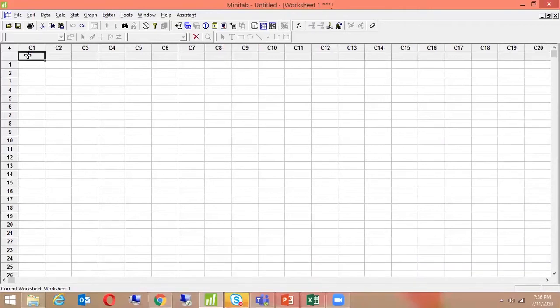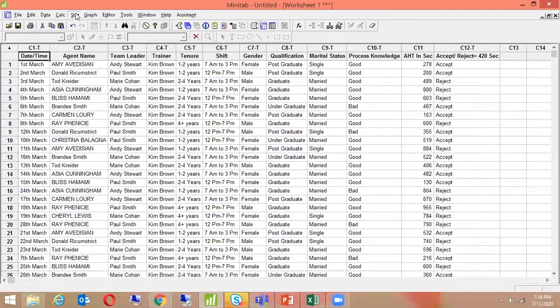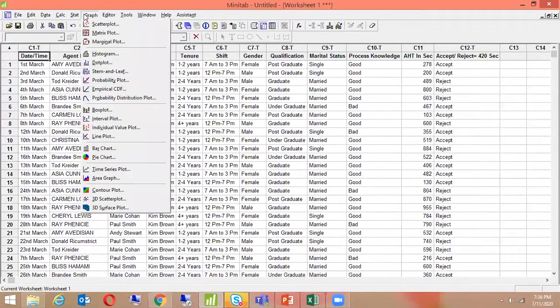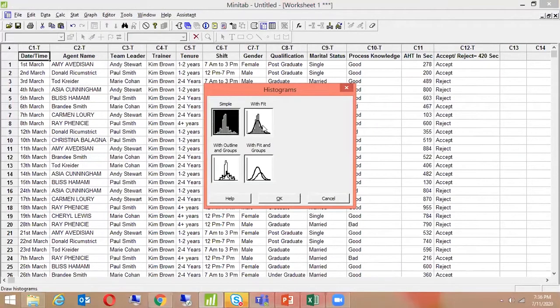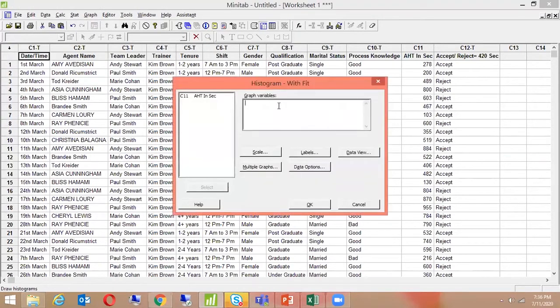Always remember we have to paste it here. Okay, so Graph, Histogram. Always use it with fit, because when you use fit, it will tell you what it should be as per the normal distribution. We will cover normal distribution after this. Under graph variables, you will have the data which you want to use. Here we have the AHT data, which is the handling time data in seconds. I click on OK.